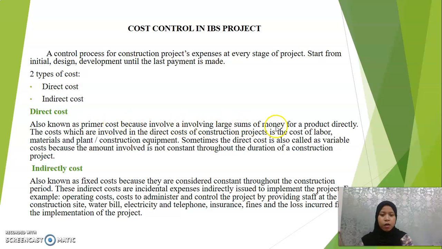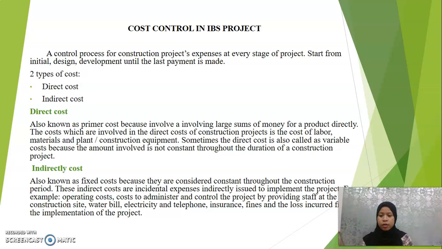it involves a large sum of money for a product directly. The costs involved in the direct cost of a construction project are the cost of labor, material, and plant, construction equipment. Sometimes the direct cost is also called variable cost because the amount involved is not constant throughout the duration of a construction project.